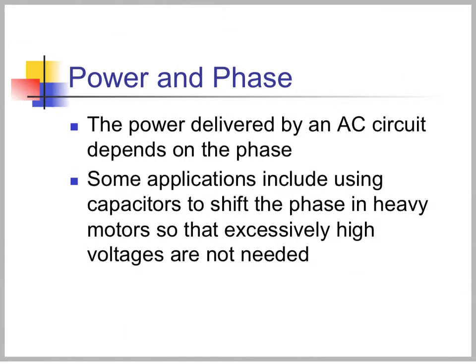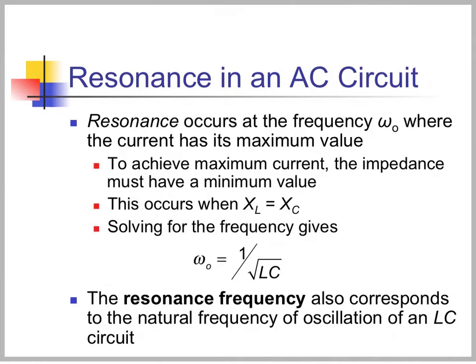Resonance in an AC circuit occurs at a certain frequency we'll call omega naught, where the current has a maximum value. To achieve maximum current, the impedance must have a minimum value, and that's when X_L is equal to X_C. If we use that and solve for the frequency, omega naught is 1 over the square root of LC. That is the resonance frequency. It also corresponds to the natural frequency of oscillation in an LC circuit.